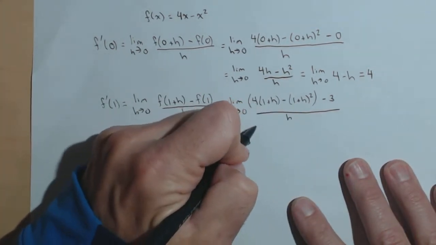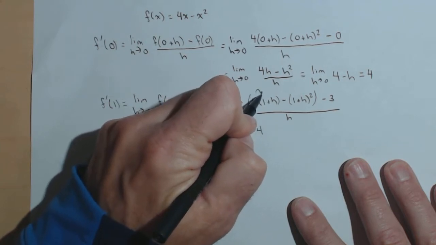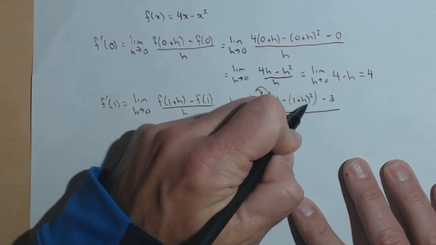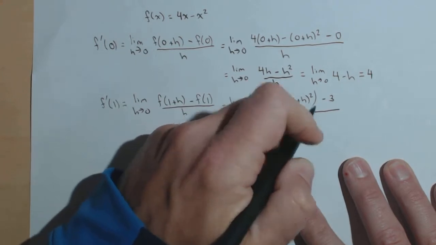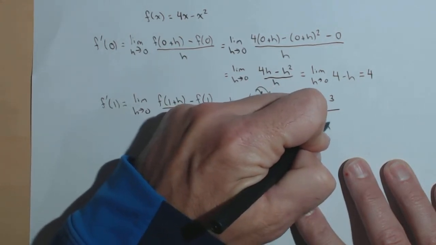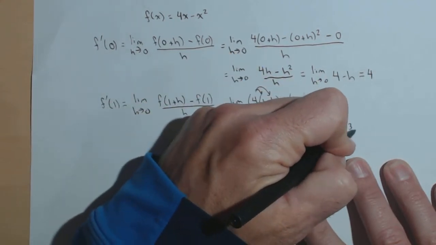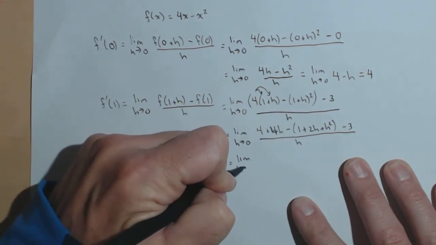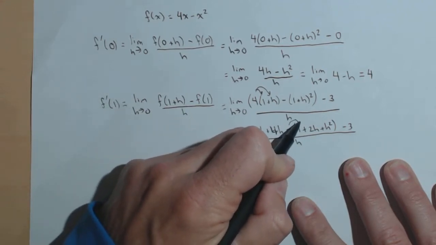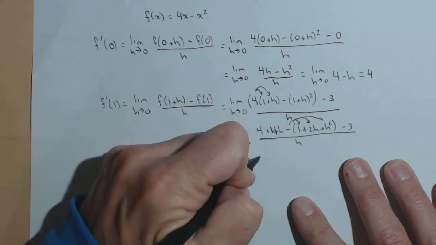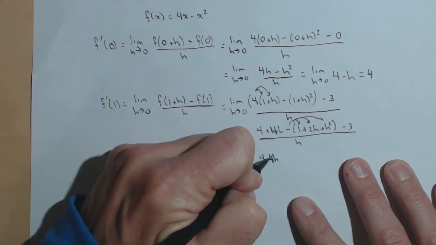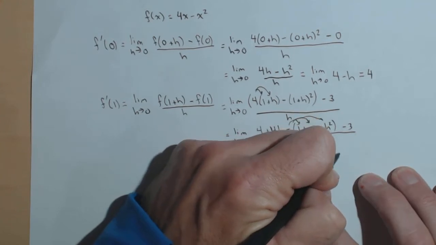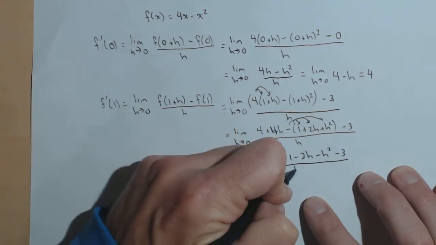So we have the limit as h goes to 0, and now we can multiply this out. Inside these large parentheses, we're going to have 4 distributing this plus 4h minus, now this needs to be FOILed. It's not 1 squared plus h squared. It's going to be 1 plus 2h plus h squared. And then we'll have this minus 3 at the end, all over h. So we get the limit as h goes to 0. Now this negative will need to be distributed to each of these terms. So we have 4 plus 4h minus 1 minus 2h minus h squared minus 3 all over h.